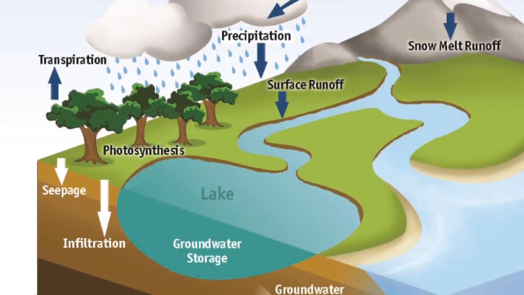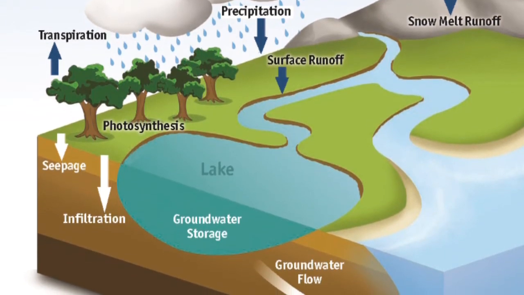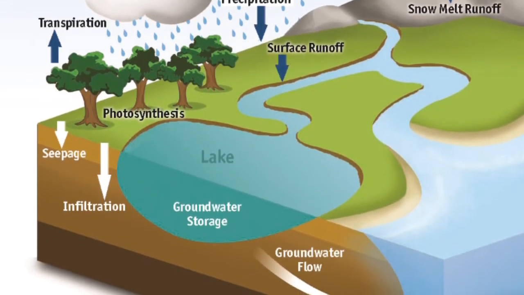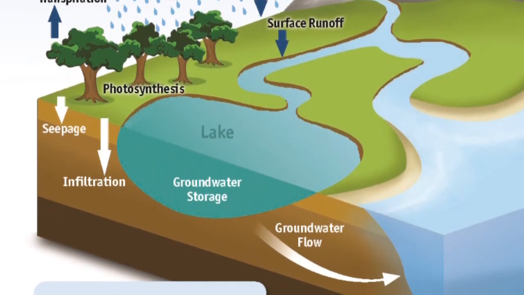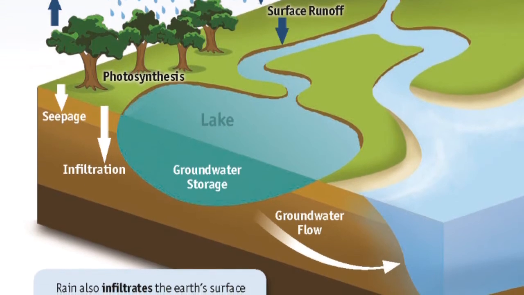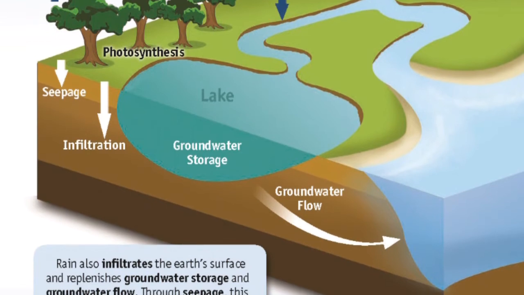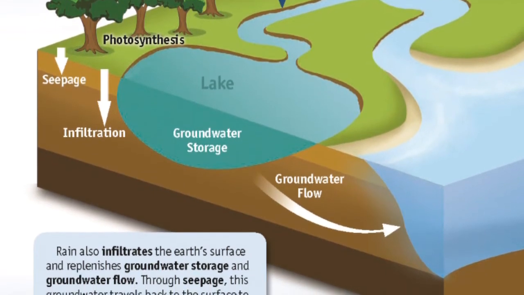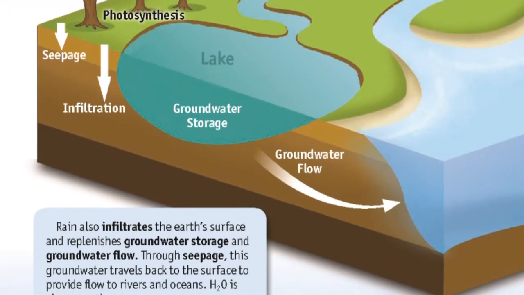During other times of the year, rain falls and runs off the land into waterways as surface runoff. Rain also infiltrates the ground's surface and replenishes groundwater storage and groundwater flow. Through seepage, this groundwater travels back to the surface to provide flow to rivers and oceans. H2O is always on the go.